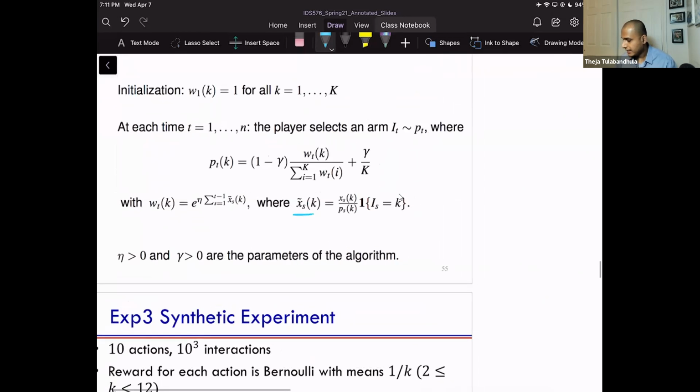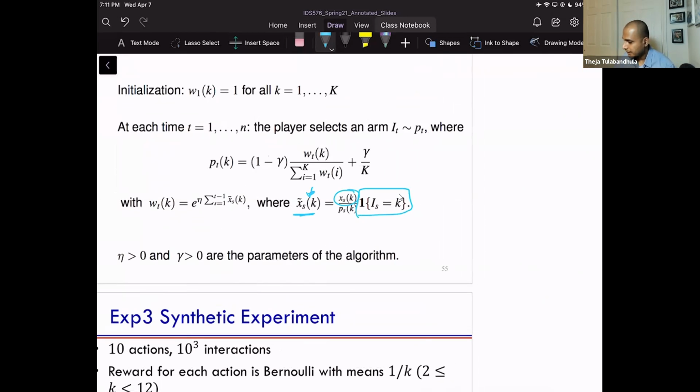At any given point of time, for every action, let's say every action little k, you would get a reward. If you don't play that action at a time t, you can just think of the reward to be 0. So this extra term here is just an indicator of whether you played that action k at time s.